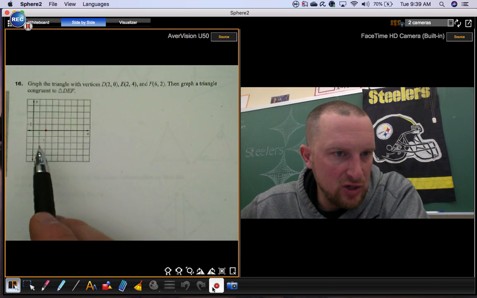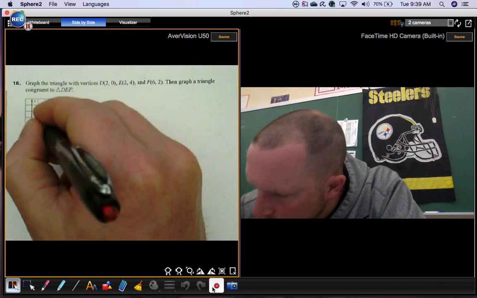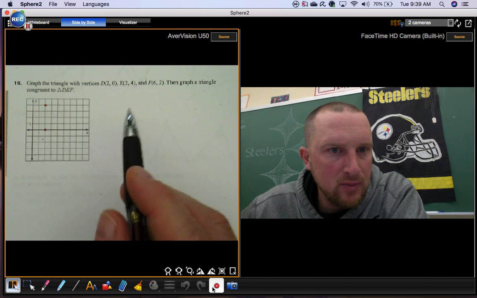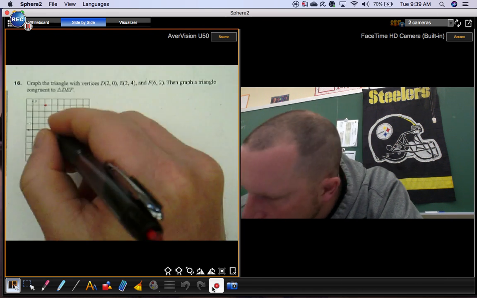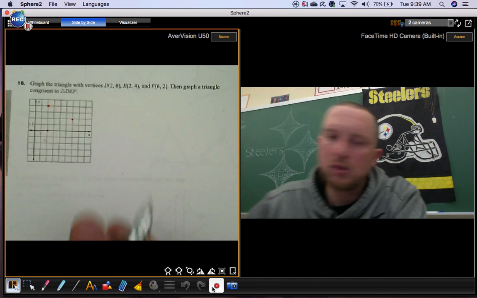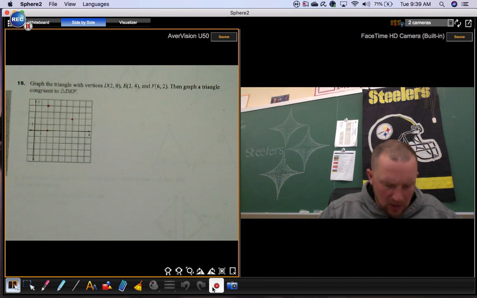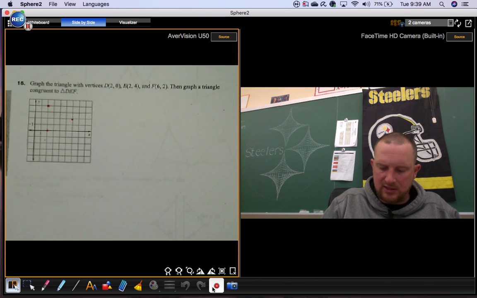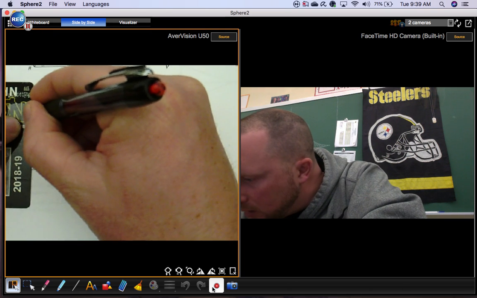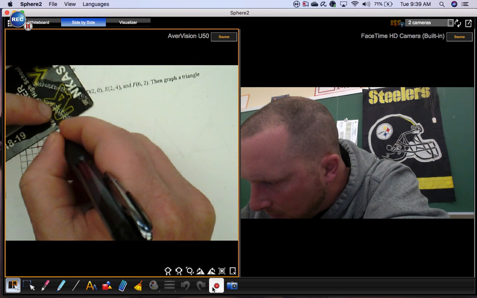2, 0. Make sure you check your scale here. We're counting by ones. So that would be 2, 0. This would be 2, 4. And then we need 6, 2. There's a triangle. I'm going to use a straight edge to connect these. If you don't, it ends up making triangles that otherwise would be congruent not look that way.